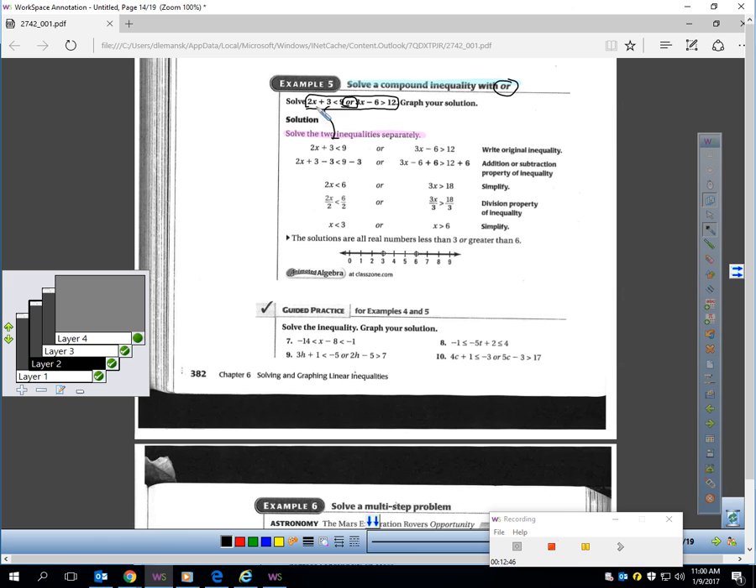So 2x + 3 < 9. You can see they're taking away 3 from each side and then dividing by 2. There's one inequality, x < 3. And then the second inequality, they had to add 6 to each side and then divide by 3. You get x > 6. Okay, now it's an OR problem. That means just combine both graphs together.